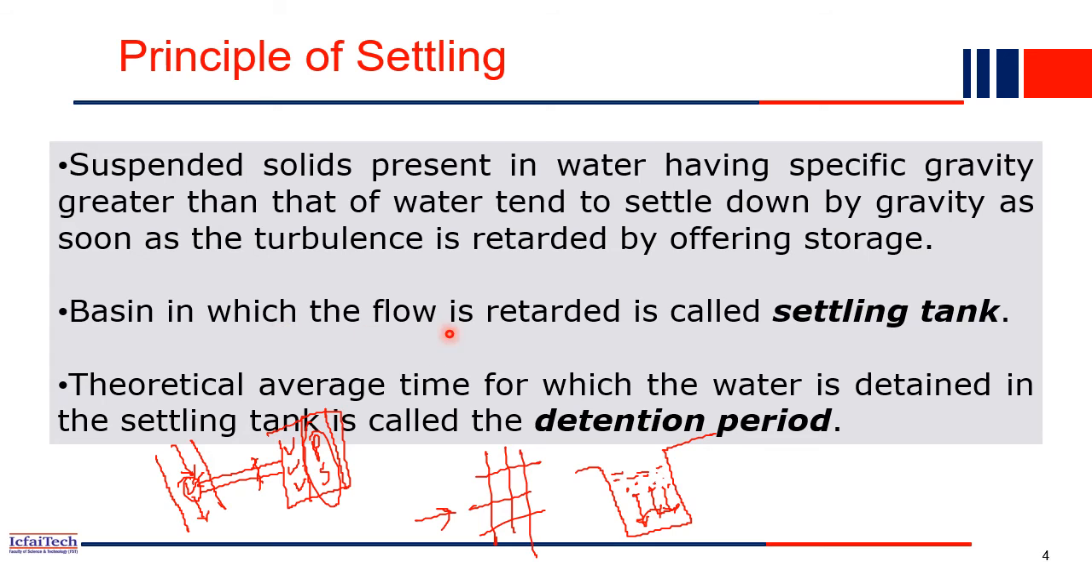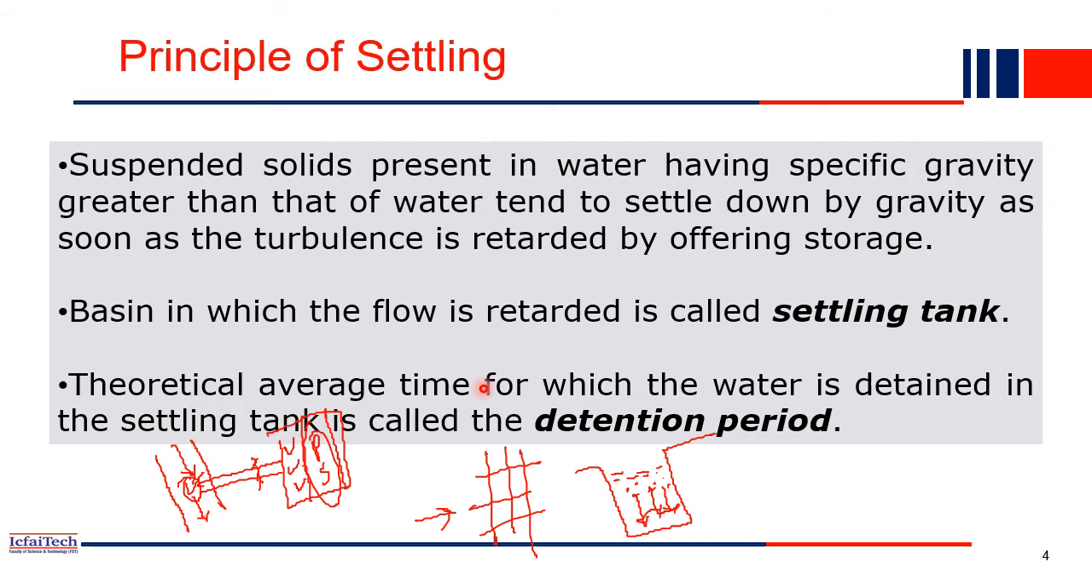The basin in which the flow is retarded is called a settling tank. So this tank we call a settling tank. Here we are keeping the water at rest for some time, and then the particles will settle down at the bottom, and then this water will be transferred to the next chamber.